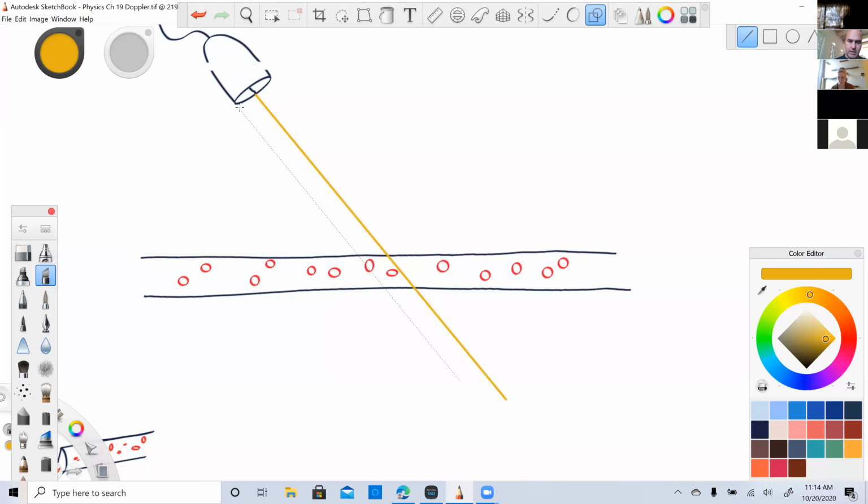So the burnt yellow is my beam of sound. Sorry, I just leaned on one of my wires and everything went wackadoo on me. Beam of sound going out, and on the way back are all my echoes.